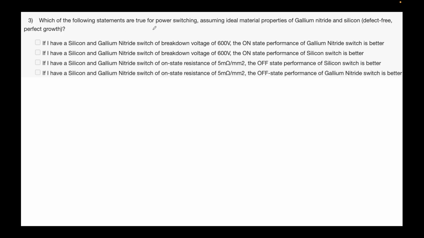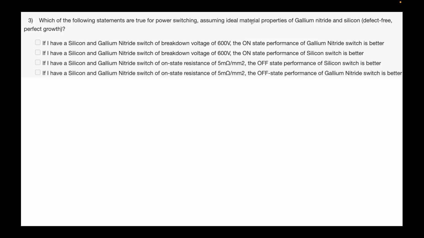Which of the following statements are true for power switching, assuming ideal material properties for GaN and silicon? Now this is where the word ideal comes in. GaN is still not ideal, and I would say it will not achieve that any time soon. But the technology for silicon is much more mature, with workarounds, and that's why you get much cheaper electronics, and functionality-wise they are also acceptable.